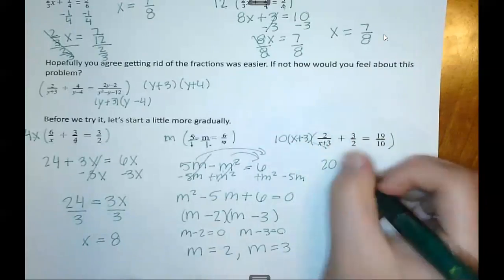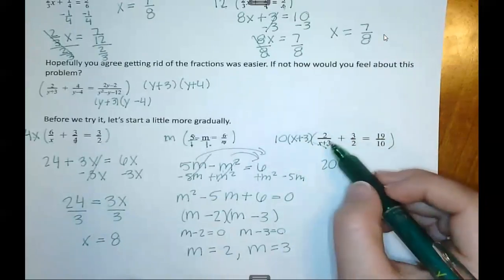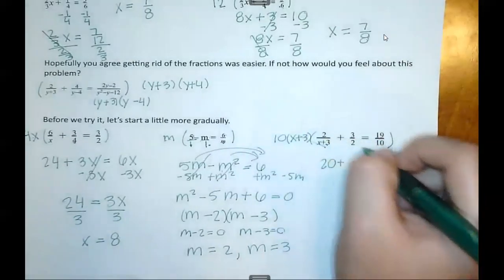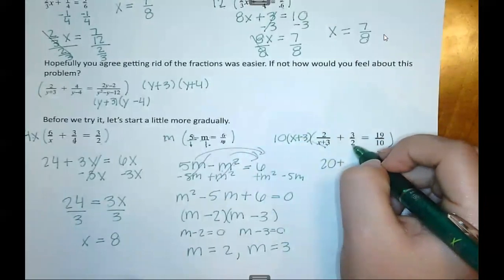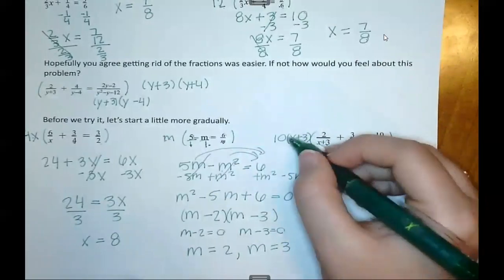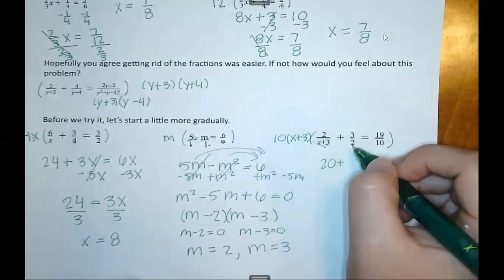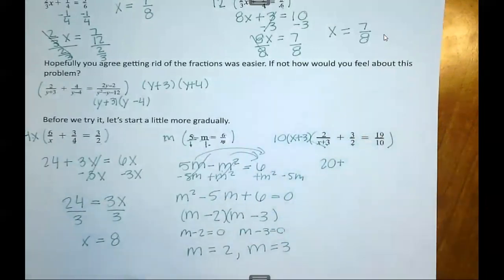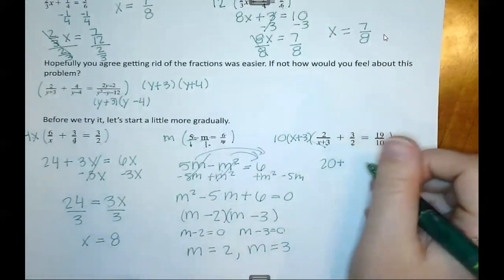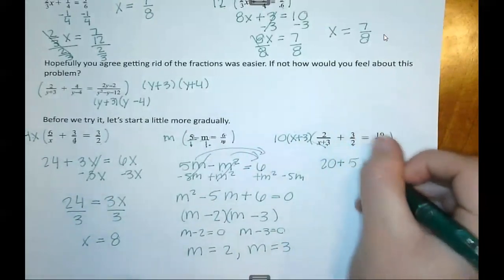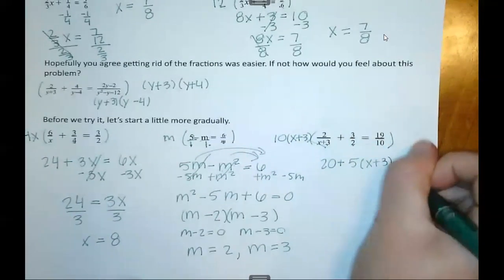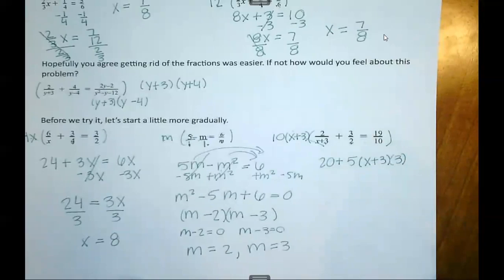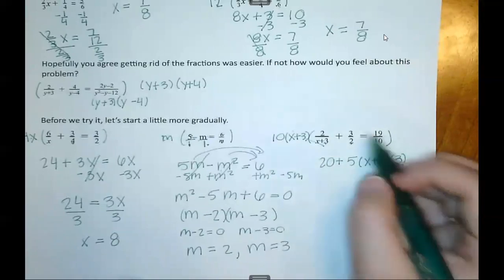All right, plus here, we're also doing 10 times x plus 3 divided by 2. Well, I could divide the 10 by 2 and get 5. So I would have 5 times x plus 3 times 3 on the top.